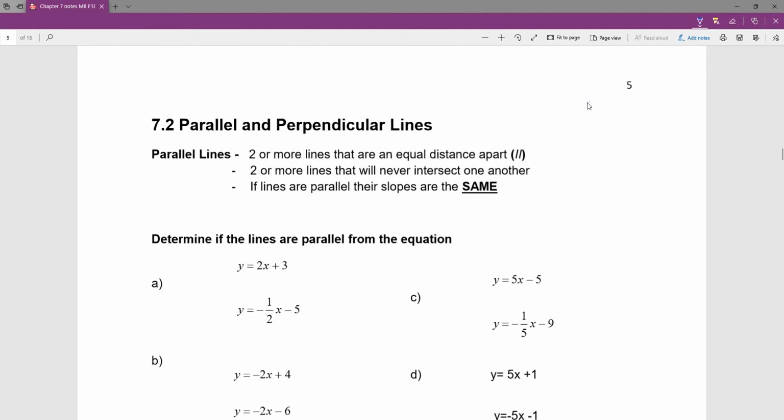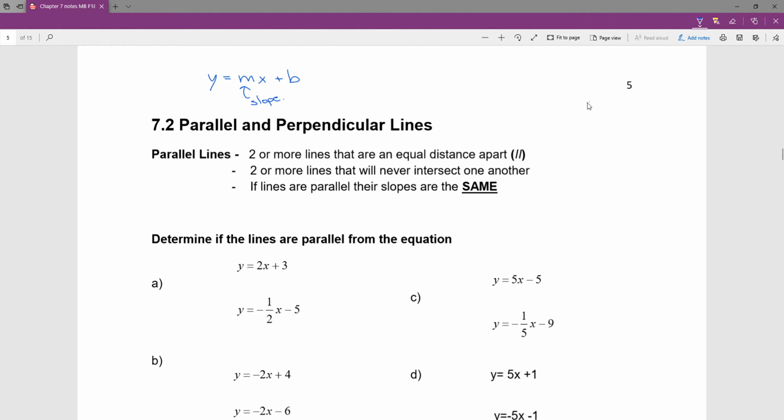So 7.2 is going to stay with that slope-intercept form of a line. So we know that y equals mx plus b. And the key thing here is that the m is your slope. In 7.2, we're going to talk about relationships between two lines.